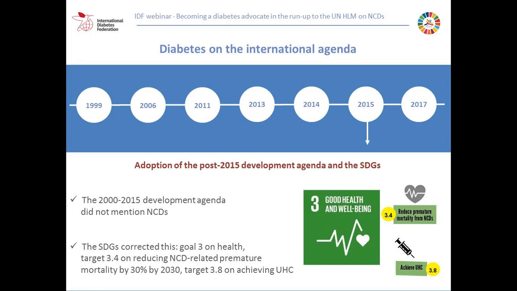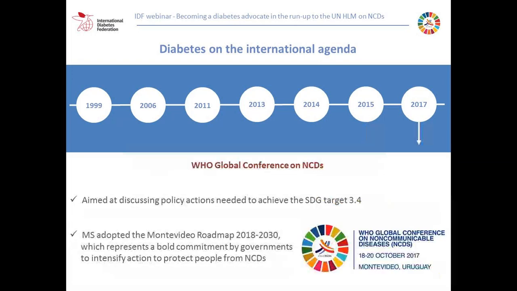So one thing that was lacking from the Millennium Development Goals and the previous development agenda was that NCDs and diabetes were not mentioned. So basically they were focusing more on communicable diseases, and this is something that the SDGs and the new development agenda have corrected. So we have 17 goals, and there is one goal, goal number 3, on health. And in this goal number 3, we have 2 targets that are quite centered on NCDs and diabetes. So we have target 3.4 on reducing NCD-related premature mortality by 30% by 2030. And then we have another target, 3.8, on achieving universal health coverage. And these targets are to be achieved in 2030.